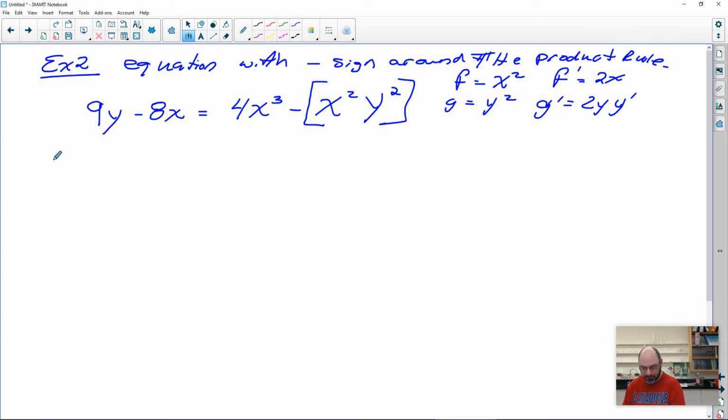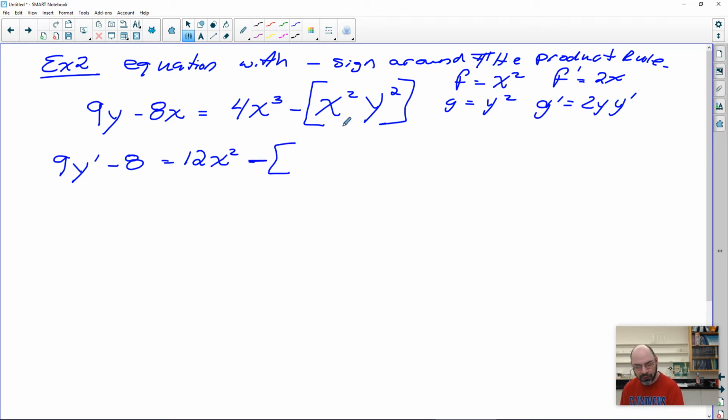So let me show you how to do that. Okay, so let's do this one first. The derivative of that is 9 times 1 times y prime, so 9y prime, minus 8 for the derivative of that, equals 12x squared for the derivative of that. Keep the negative out front, and put the product rule in here.